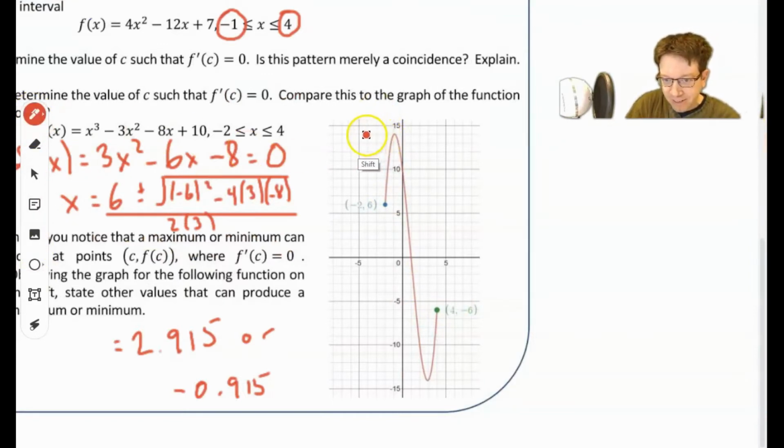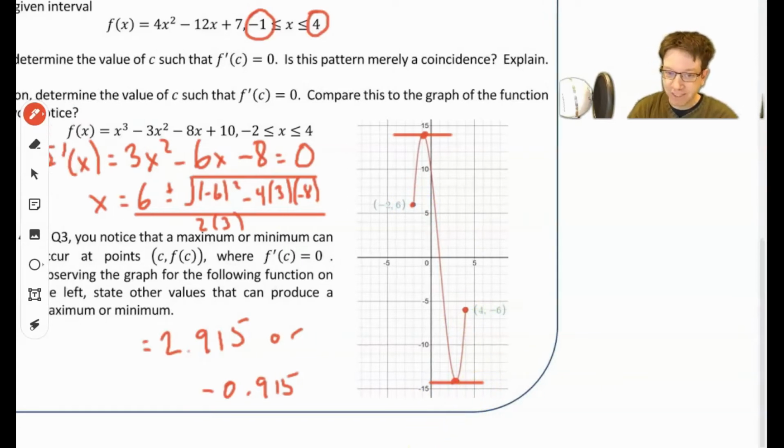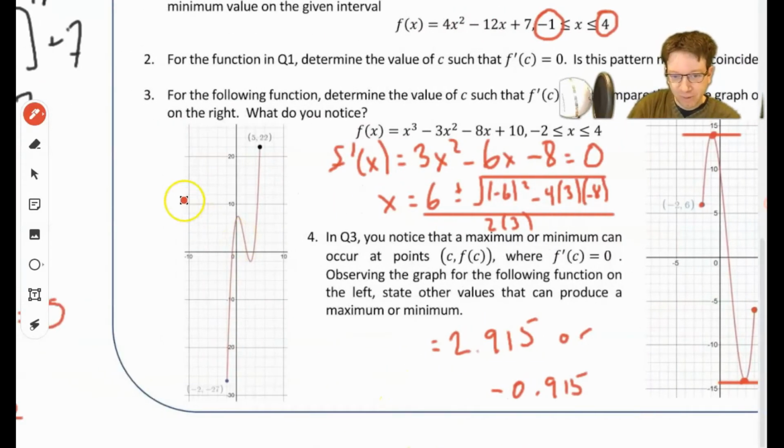So here is our negative 0.15. And here's our 2.915. And you can see this is the maximum point, because our intervals or our endpoints have values here and here. And this is also the minimum point. But that's not the only option that could happen. We could have something like this.